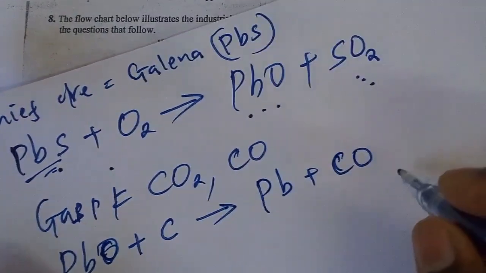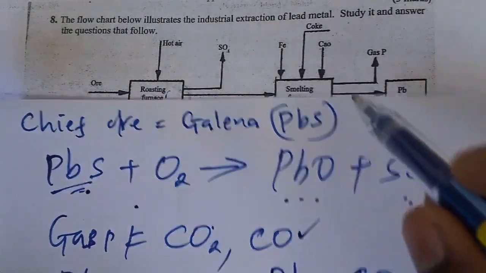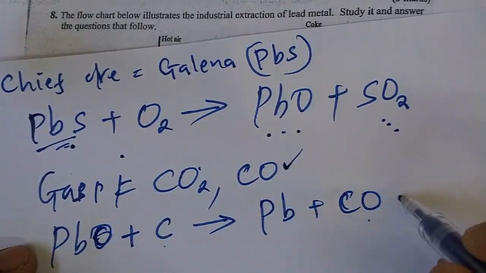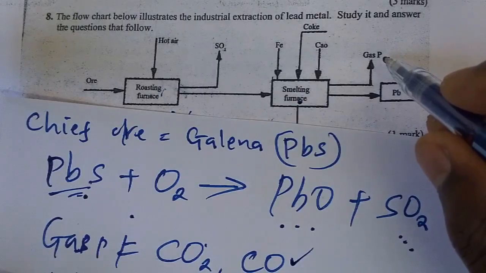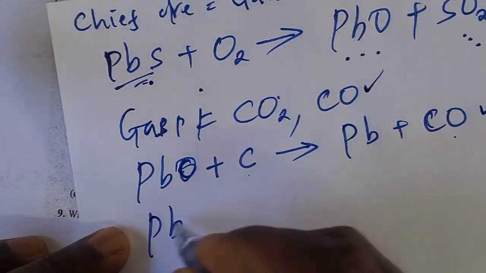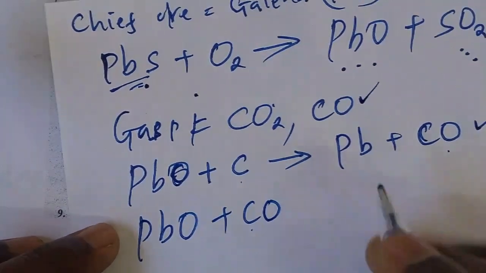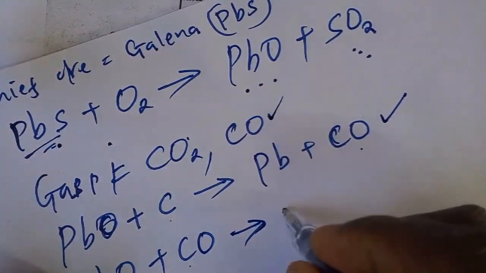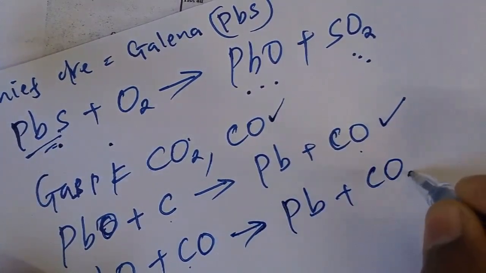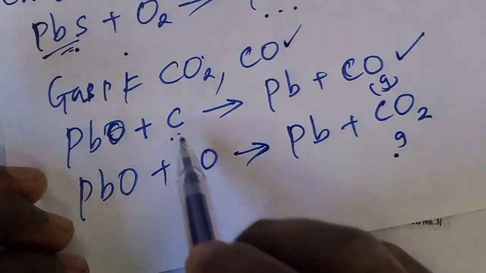That's why we said these two gases will be produced depending on the reducing agent used. So if you use carbon, gas P will be CO, that's carbon 2 oxide. But if you use lead oxide and CO, carbon 2 oxide, as the reducing agent, then carbon 4 oxide is going to be given out. Therefore, this reaction will be lead plus CO2, and both are gases. So gas P can be either this or this, depending on the reducing agent used.